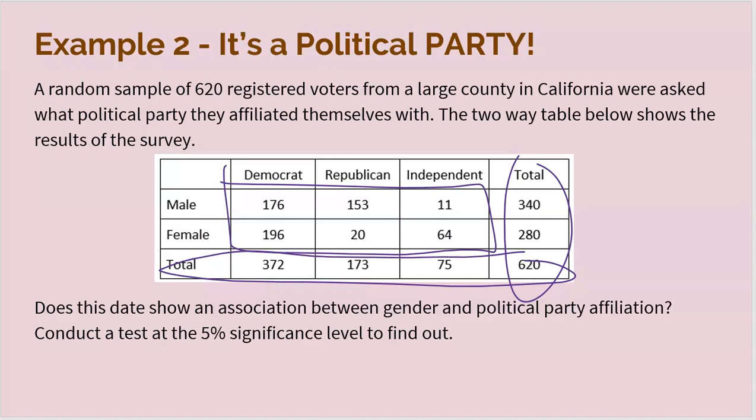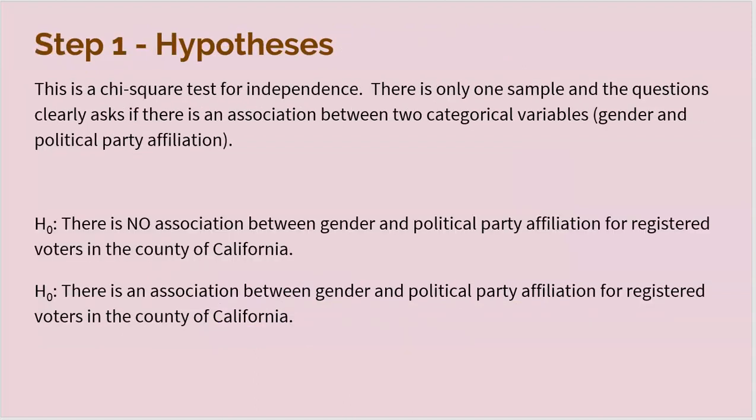So, does this data show an association between gender and political party affiliation? The fact that you see that word association instantly tells you you're working with a test of independence. They want us to conduct this test at the 5% level to find out. So again, the null would be that there is no association, and the alternative is what we're looking for, that there is an association. So let's walk through those real quick.